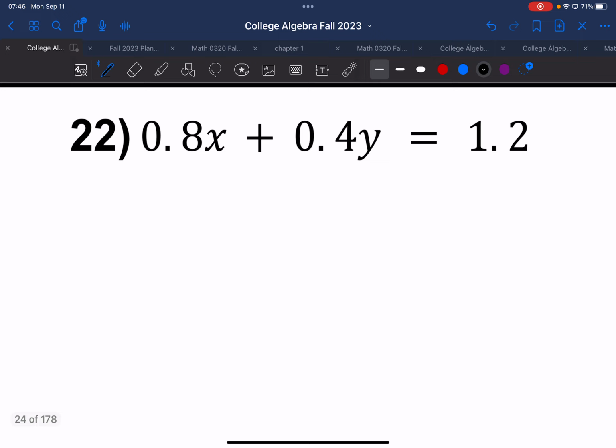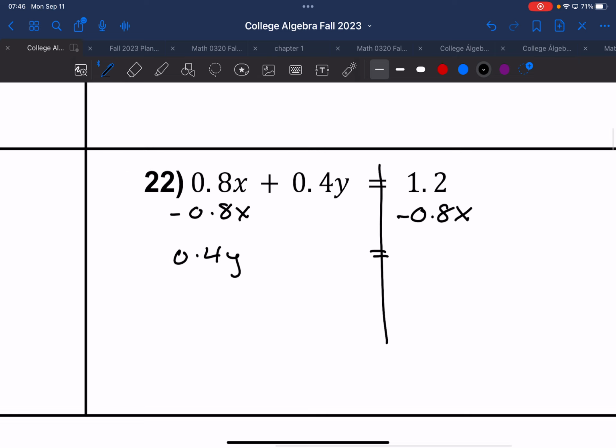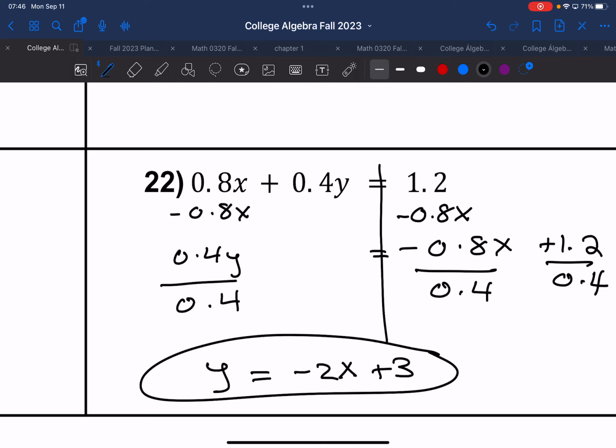22. So for 22, same thing. I'm just getting y by itself. So I'm going to subtract the 0.8x over to the other side. And I get 0.4y is equal to negative 0.8x plus 1.2. I want to get the y by itself, so I'm going to divide both sides by 0.4, so every term. When I do that, I get y is equal to negative 2x plus 3. So when I actually put those decimals into the calculator, you're going to get the whole numbers.